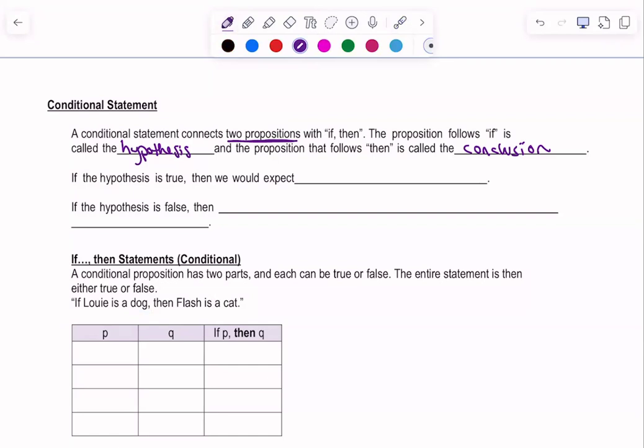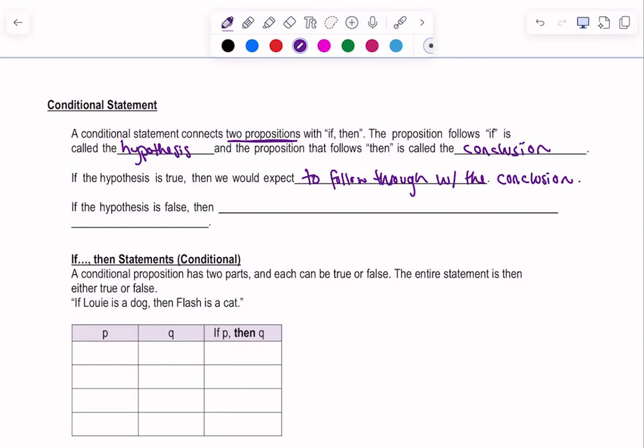So if the hypothesis is true, we would expect to follow through with the conclusion. So what I'm saying there is whatever your conclusion is, that will help us determine the truth value of the entire statement, the if-then statement, the conditional statement. We're going to get to an example in a moment.